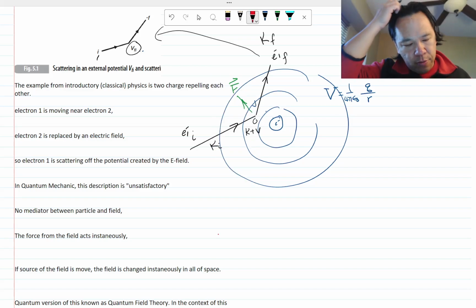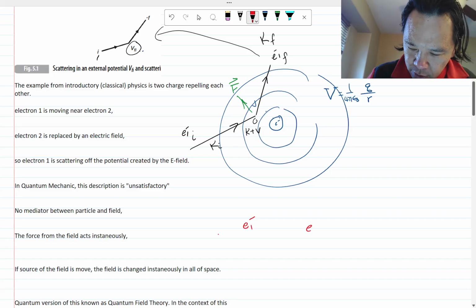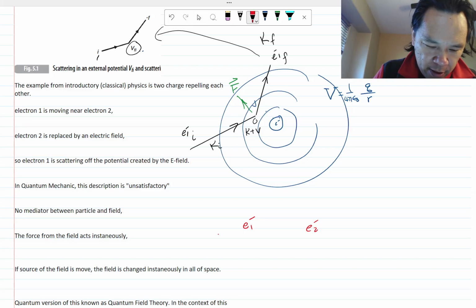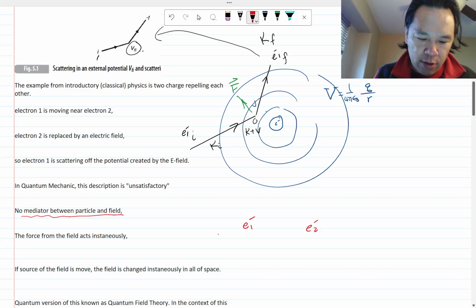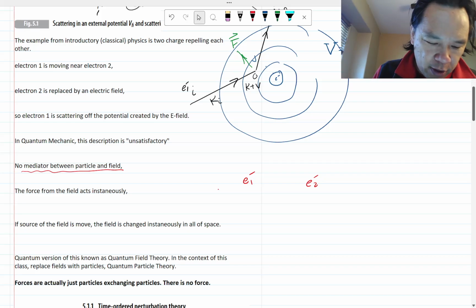So one of the problems is that if you have just two electrons sitting around, like E1, E2, there's nothing exchanged between them. So in this classical framework interpretation, you have an electron coming in, it never touches the other electron, and then it just flies off in the other way. It never actually touched each other. So there's actually what's known as a mediator between the particles and the field, and with QED we're going to find out that the mediator is actually photons, which is stuff we see every day.